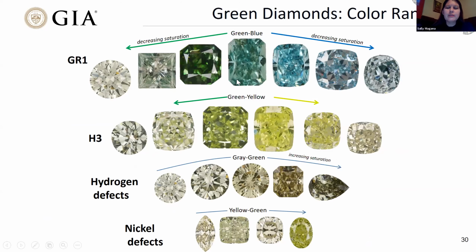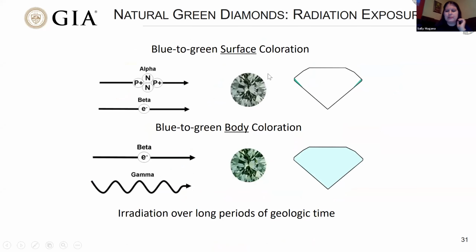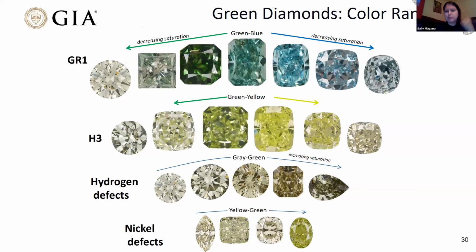So this slide shows you the color range for what we could see for the GR1, for the radiation-related defects. We can see a very vibrant green here, and then with decreasing radiation, we can see lower amounts of saturation. If we see lower amounts of nitrogen, then instead of seeing the color as green, the transmission window shifts towards the blue. And so we're able to see some greenish blue colors as well.